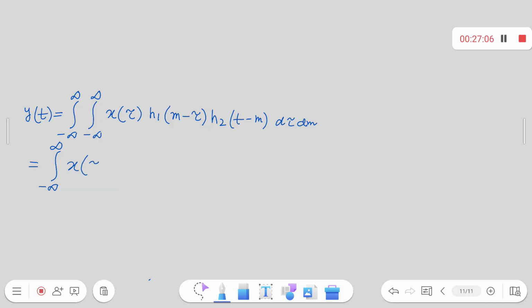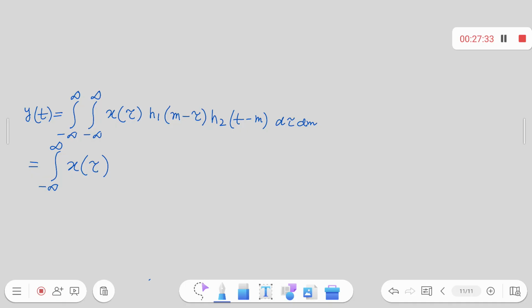x of tau there. I'm changing the order of integration. Here it says that first you integrate over tau, then you integrate over m, d tau dm. Because integration is a linear operation, you can always change the order of integration, as with summation. So first I integrate over m and then I integrate over tau. That's why x tau is taken outside.